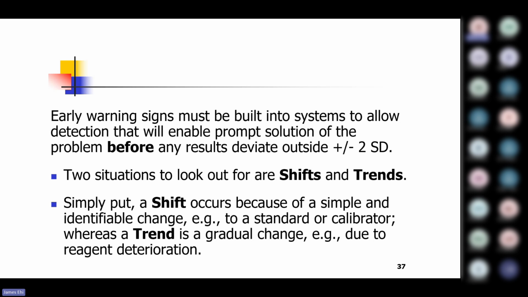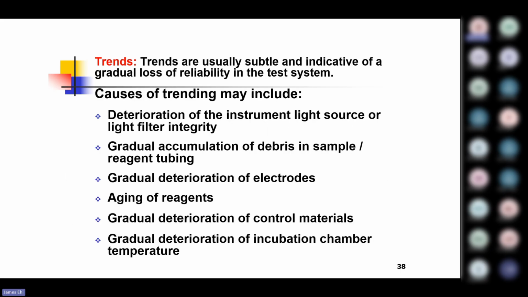Two key things are shifts and trends. A shift, simply put, means an identifiable change, such as a change of calibrator, whereas a trend is a gradual change. You do not really pick it up, but gradually your result is changing its reliability, especially as it relates to things like deterioration of control loaded on the instrument analyzers.